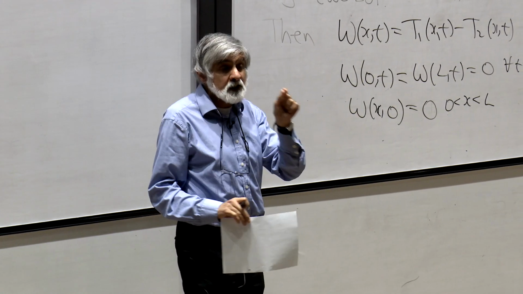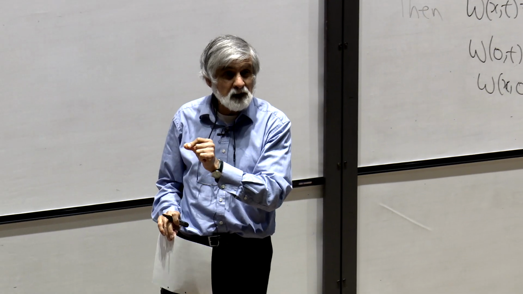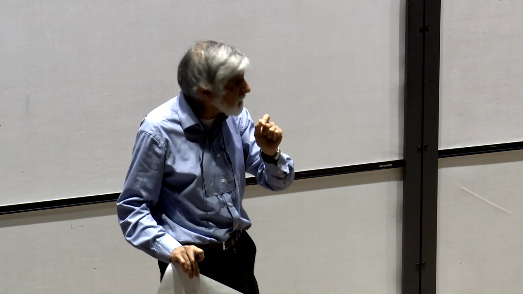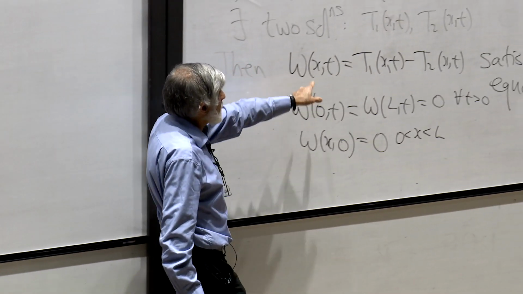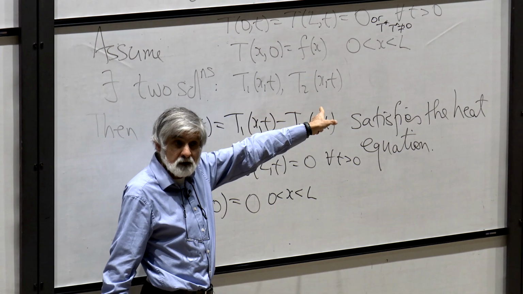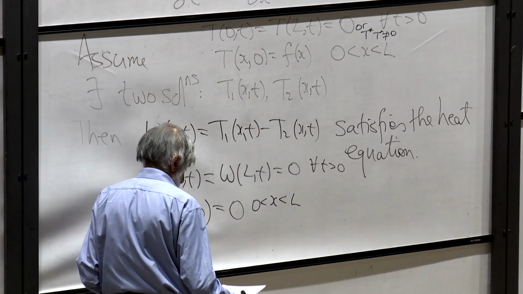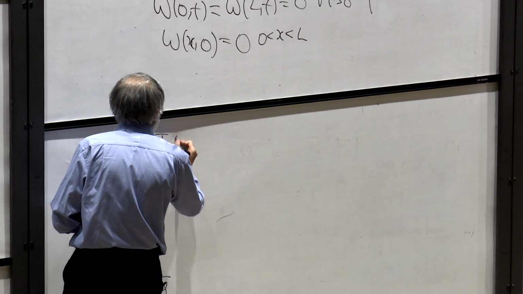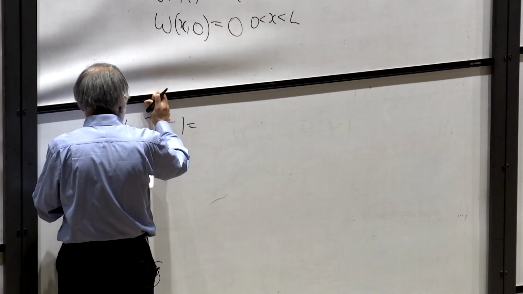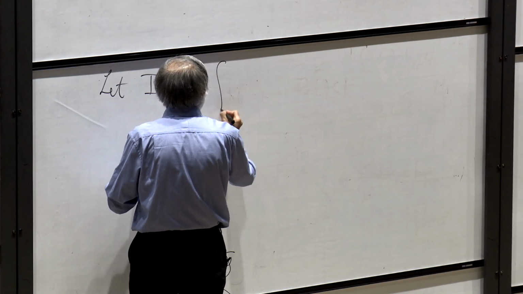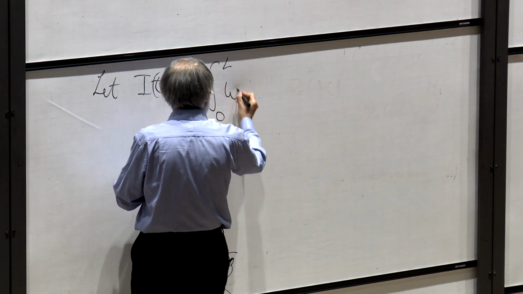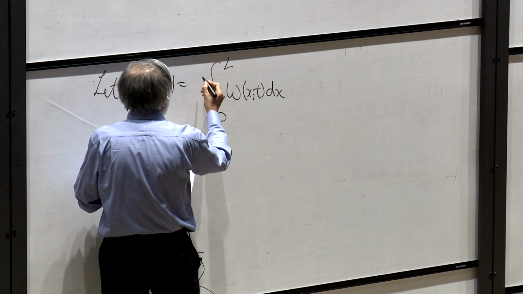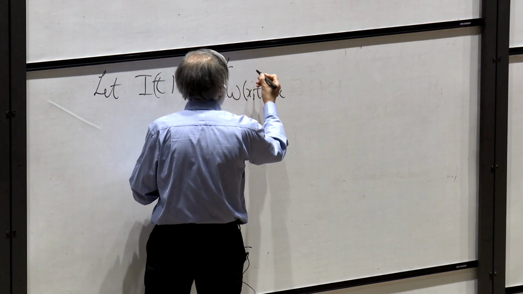So what we want to show is that w is equivalent to 0 for all time and all space. And then if w is equivalent to 0, that means T1 is equal to T2. Okay? So how do we do that? We start off with I of t equals the integral from 0 to L of w squared of x, t dx. And I think in the notes, put a half in there if you want.